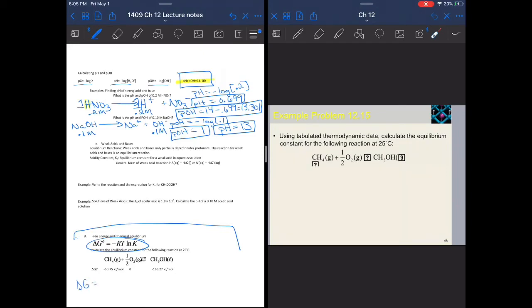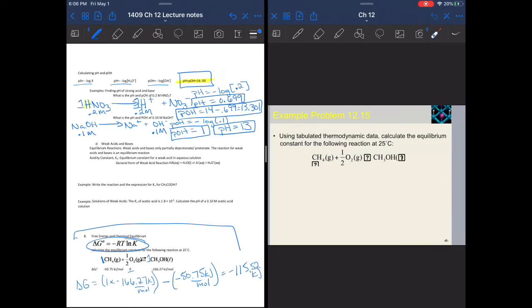So delta G is going to equal the sum of the products, so that's going to be 1 times, because this is a 1 here, negative 166.27 minus negative 50.75 kilojoules per mole. Again, it's just multiplied by 1. And then oxygen's already in its elemental form, so that one's just going to be 0. So delta G for this reaction is negative 115.52 kilojoules.